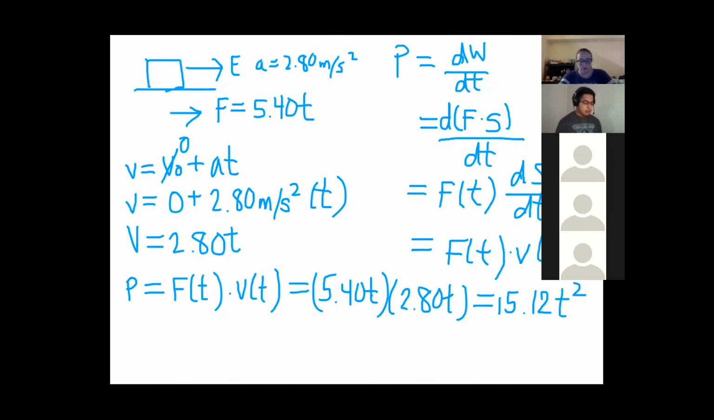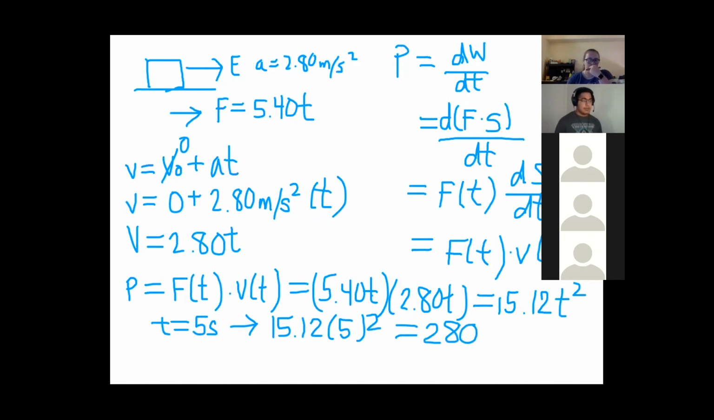Okay, so I believe the question was asking at t equals 5. The question was asking for t equals 5 seconds, right? Mm-hmm. And so plugging in that value, we get 15.12 times 5 squared, and that gives us around 280. And what is the unit for power? So that's joules per second.